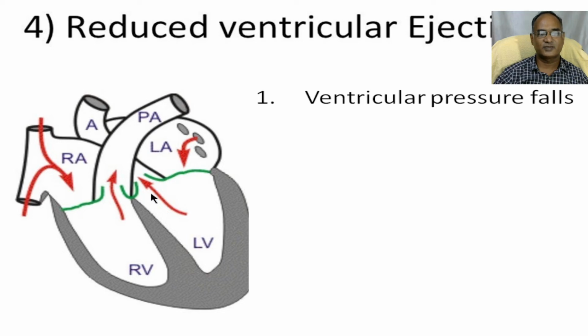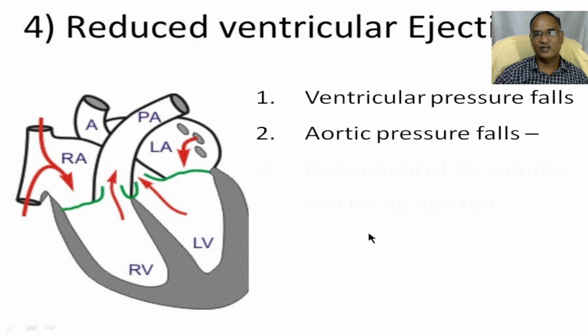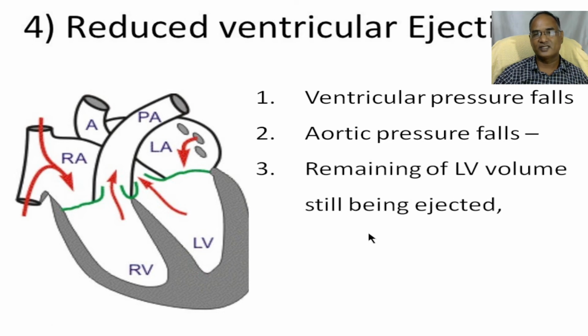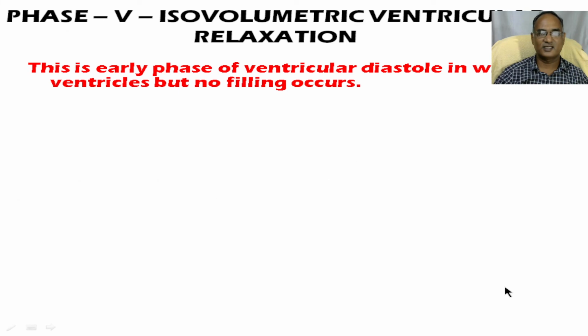See, tricuspid and bicuspid are closed, but the pulmonary valve is open and the aortic valve is open, so the left ventricle circulates systemic circulation, and the right ventricle supplies pulmonary circulation. So aortic pressure falls, and the remaining left ventricle volume is still being ejected, and so this is about the fourth phase. And the fifth phase, isovolumetric ventricular relaxation.